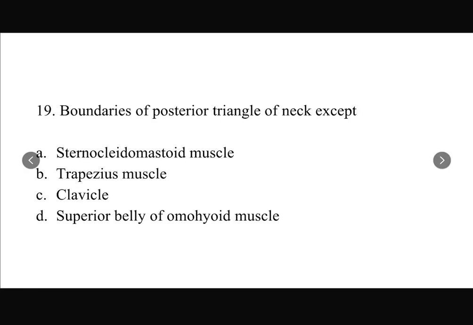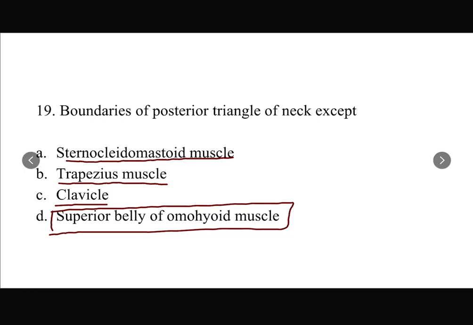Boundaries of the posterior triangle of the neck except. Sternocleidomastoid forms the anterior border. Trapezius forms the posterior border and clavicle forms the inferior border, and superior belly of omohyoid does not form any border of the posterior triangle. So that is the answer.